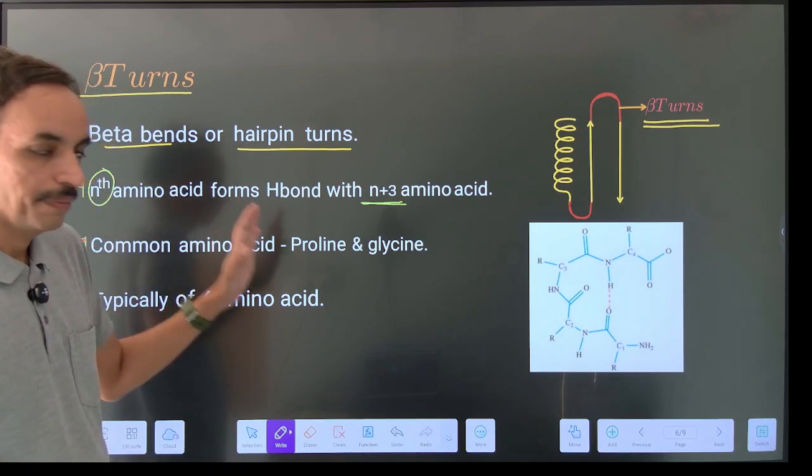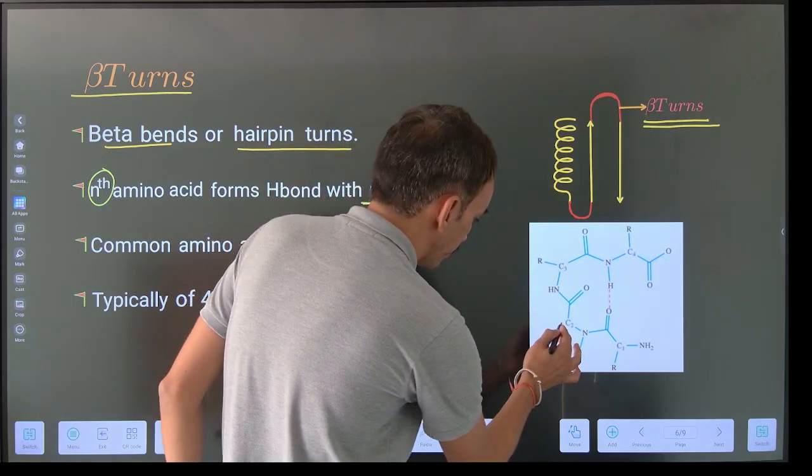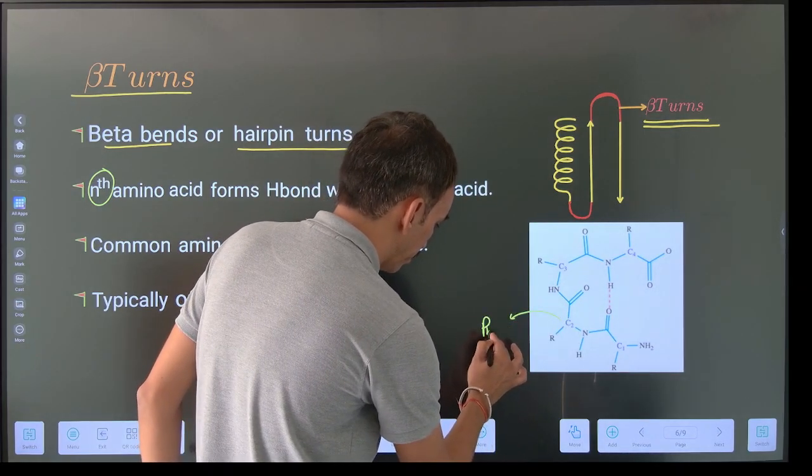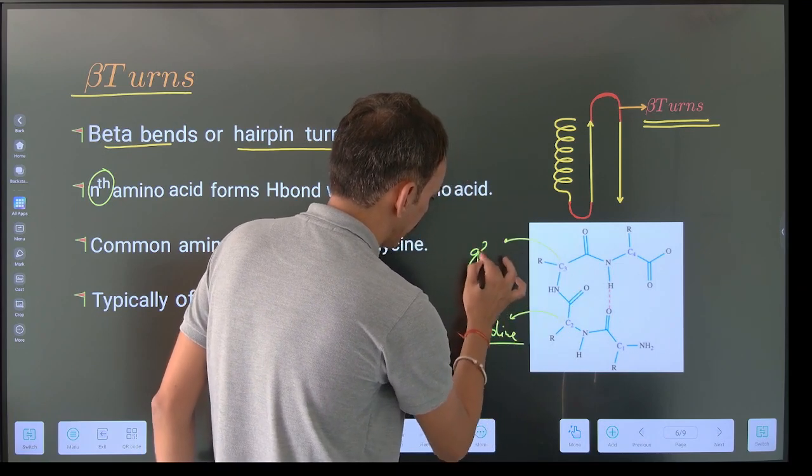The common amino acids present in the beta turns: in the second position we have proline, while in the third position we have glycine.